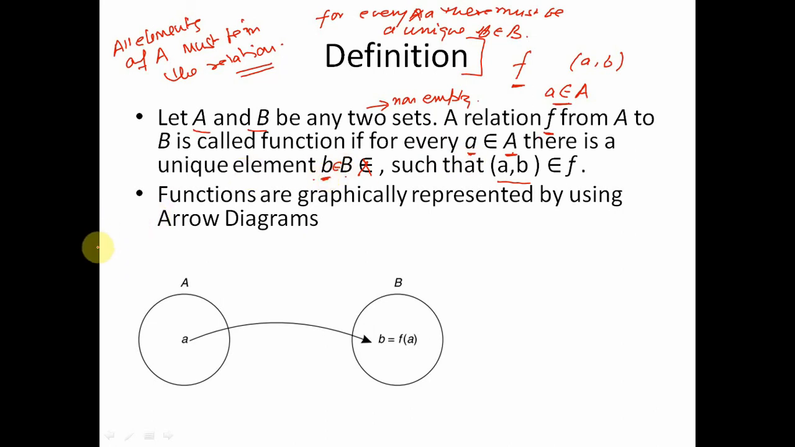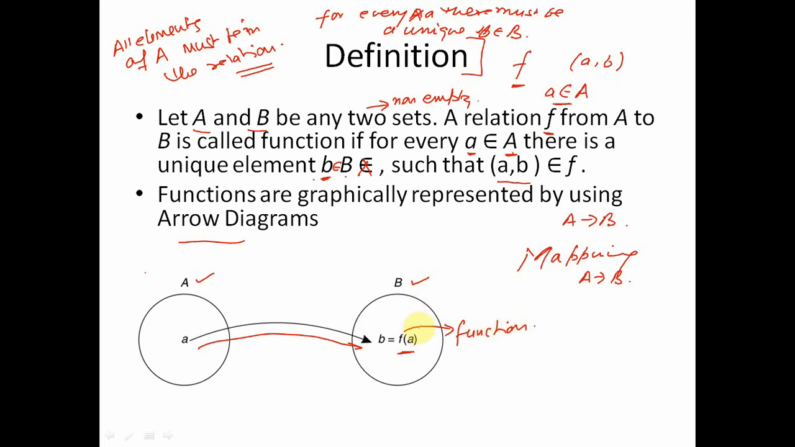To graphically represent a function, we normally use arrow diagrams. This is the set A, this is the set B, and this is the mapping between A and B. The function is also called a mapping. The function from A to B is also called a mapping from A to B. We represent it as b = f(a), where f is the function.